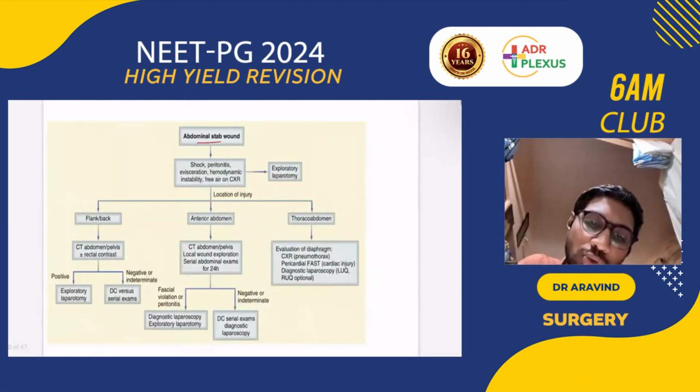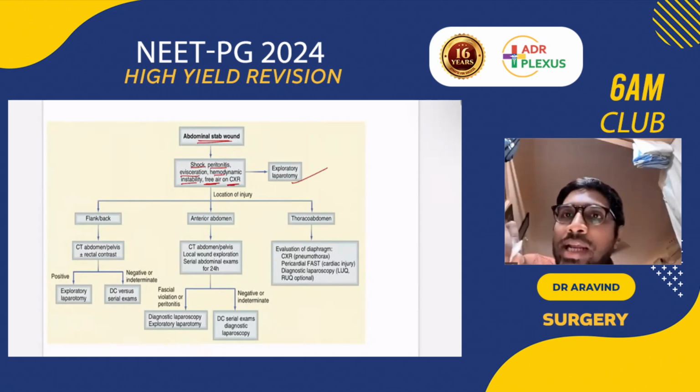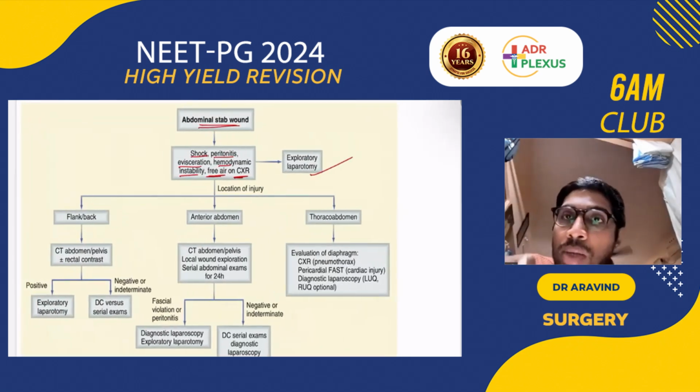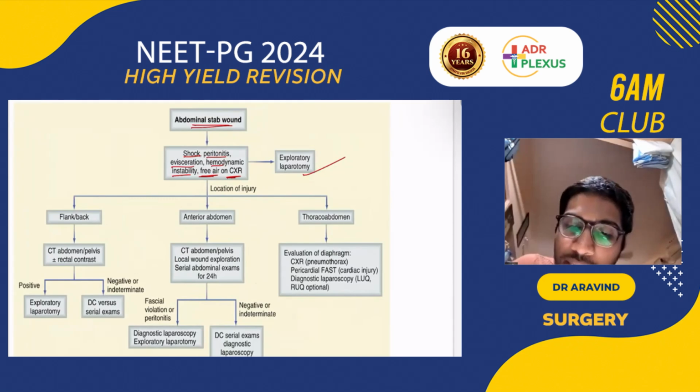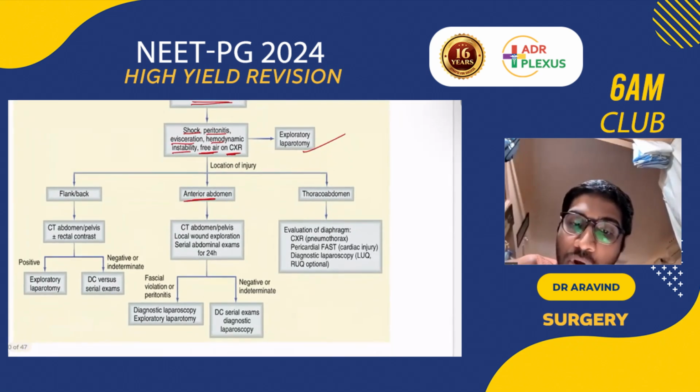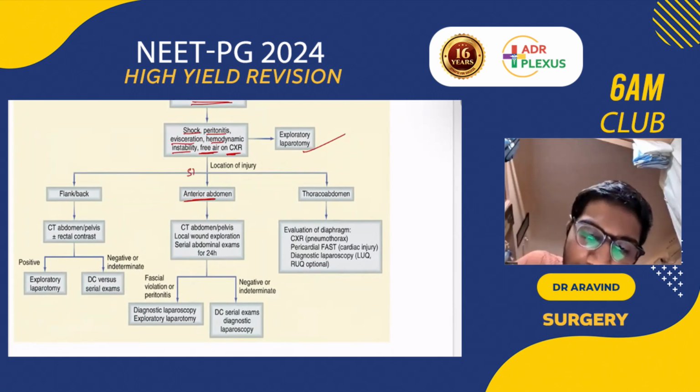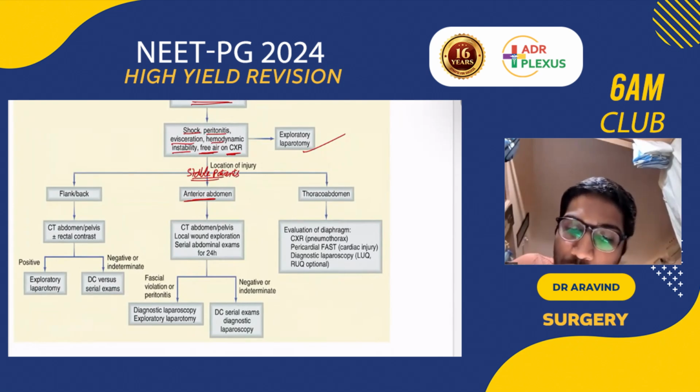Next, if the patient comes with a stab wound and there is shock, peritonitis, evisceration, hemodynamic instability, or free air under the diaphragm on chest X-ray, all go for laparotomy directly. Now coming to the location of injury. For the anterior abdomen, if all these are present, you go for direct laparotomy. Otherwise, these come under stable patients. So for the anterior abdomen, you can do CT abdomen, then serial abdominal exams can be done.